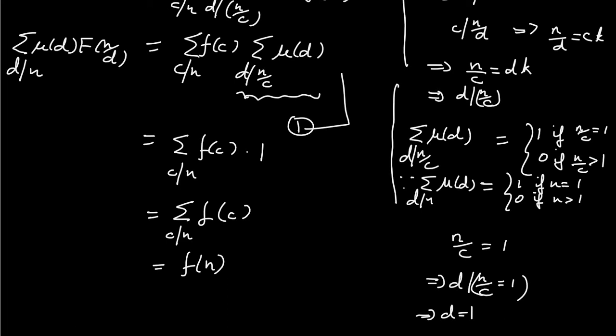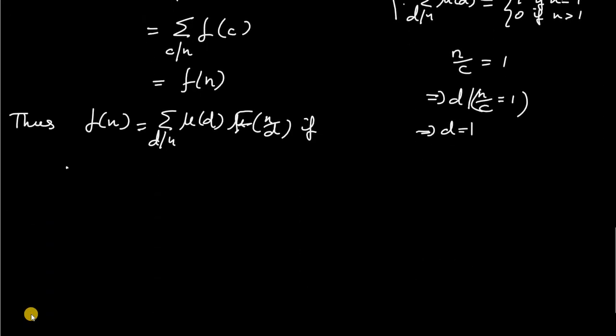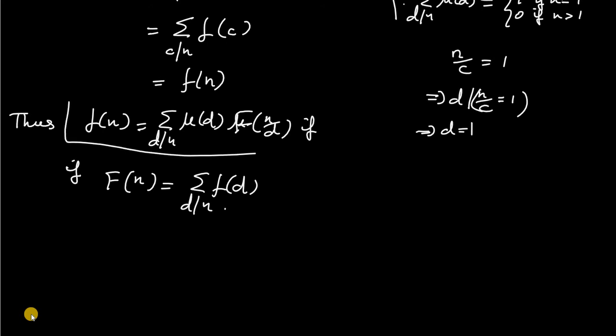What are the divisors of n? Here c runs over the divisors of n, so it will be f1, f2, up to fn. So there will be n terms here, and we replace it by f of n. Thus we have f of n equal to the summation of mu of d into f of n upon d, where d runs over the divisors of n, if capital Fn is equal to the summation of f of d, where d runs over the divisors of n. So this is called the Mobius inversion formula.